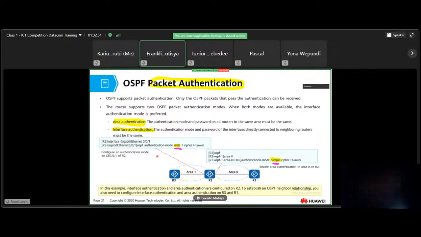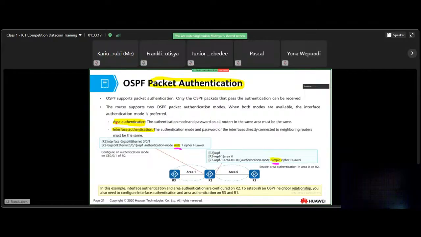Okay, so the authentication mode and password of the interfaces refer to the directly connected neighbor interfaces. So two neighboring routers should configure the same password on the interfaces that are connected to each other.